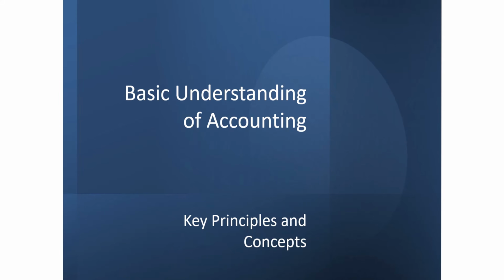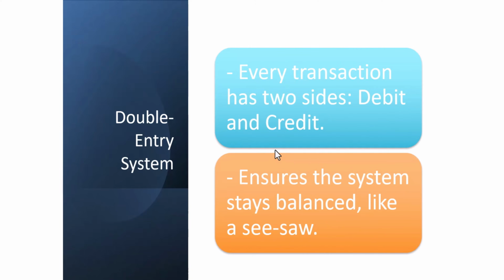Before we dive into practical steps, let's understand some key principles of accounting. This will help you grasp the why behind every action we take. Every transaction has two sides, a debit and a credit. Think of it like a seesaw. For the system to stay balanced, what goes up on one side must go down on the other. This ensures your books always align.